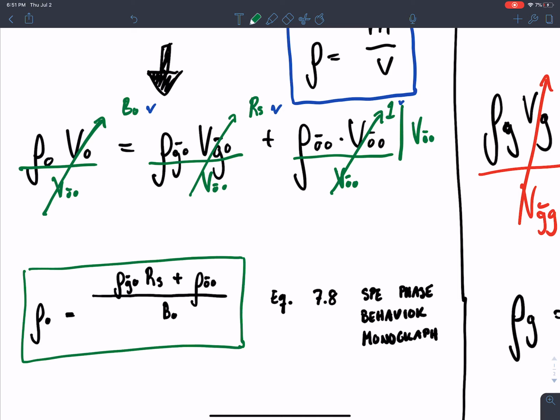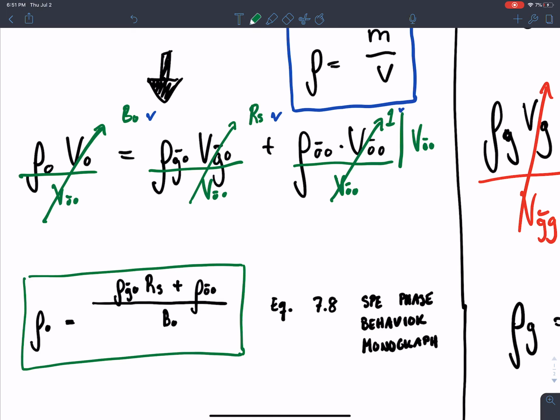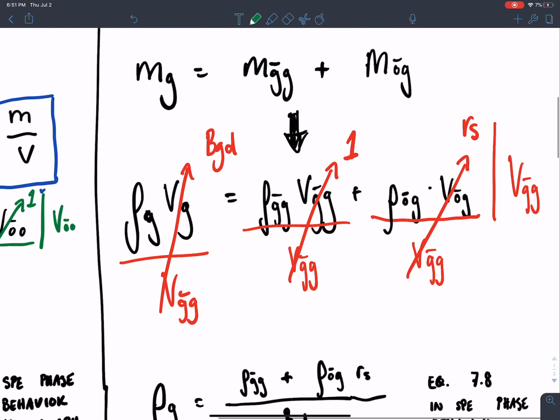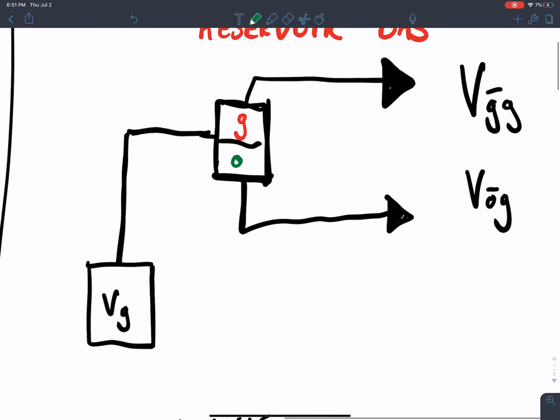And this is equation 7.8 given in the SPE phase behavior monograph. The only thing to note is that this is in SI units, and in that equation it's given in field units, I think. Similarly, for the gas case, we know that we have single phase gas in the reservoir.